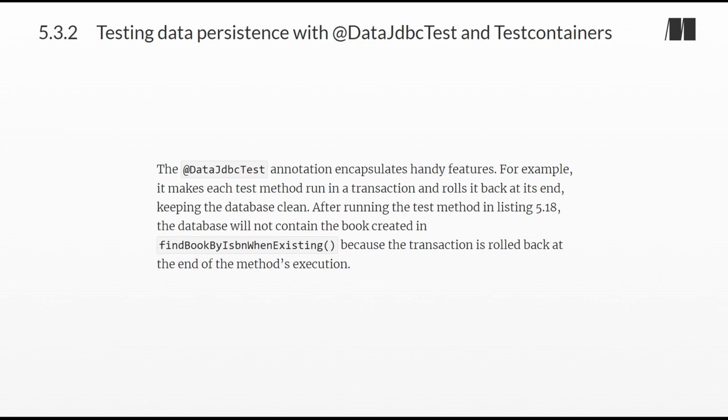The @DataJdbcTest annotation encapsulates handy features. For example, it makes each test method run in a transaction and rolls it back at its end, keeping the database clean. After running the test method in Listing 5.18, the database will not contain the book created in findBookByIsbnWhenExisting, because the transaction is rolled back at the end of the method's execution.